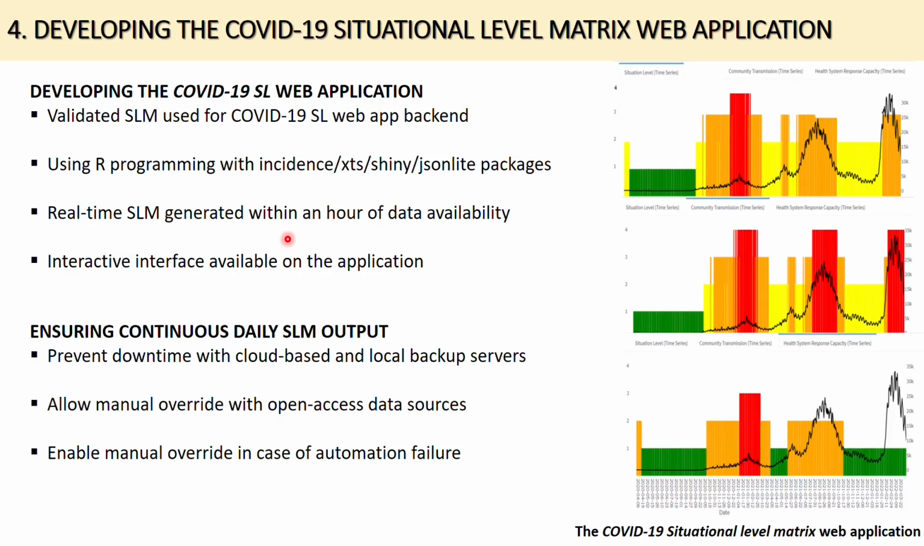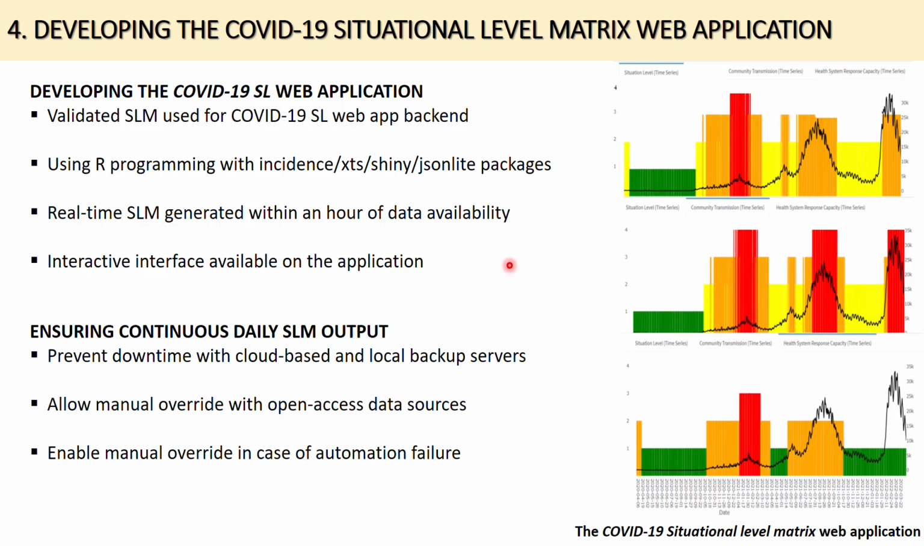Moving on, once we were able to validate the COVID-19 situational level metrics, it was then important that we developed a system or a web application that is able to generate the COVID-19 situation level metrics in a real-time daily manner. So for that, the first thing done was developing the COVID-19 situation level web-based application. This was done using the R programming software with several packages, and this system allowed us to generate real-time situation level metrics within an hour of data input.